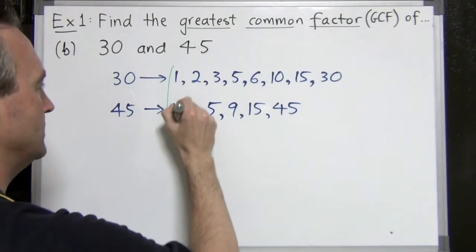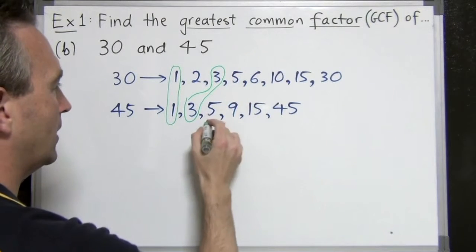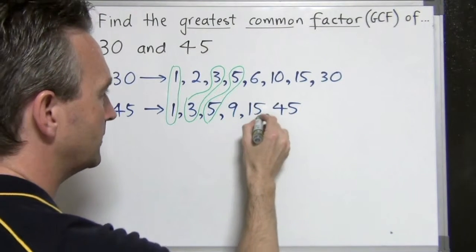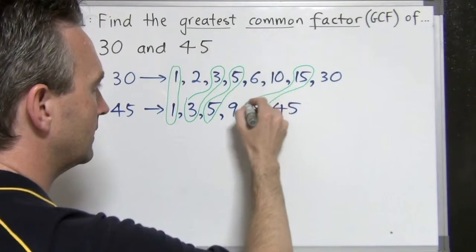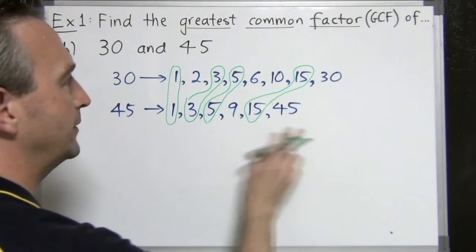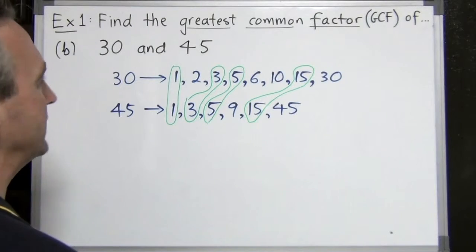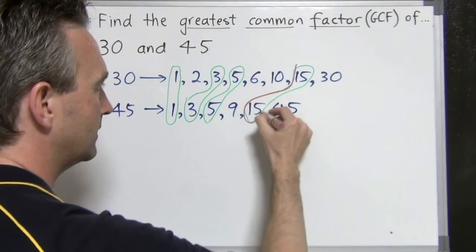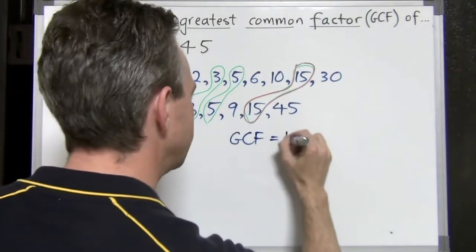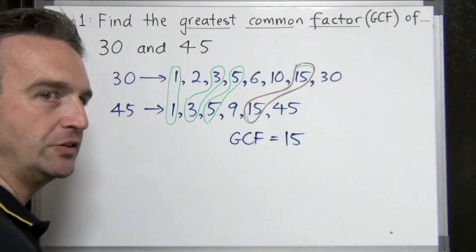So our common factors: 1 is a common factor. 3 is a common factor. 5 is a common factor. 9 is not. 15 is a common factor. And 45? I don't think so. If you look at the one with the least amount of factors, you'll get through it quicker. So we have all these common factors, but what is the greatest common factor? It is going to be 15, obviously. So our GCF of 30 and 45 is 15. 15 can divide into both 30 and 45 and is the biggest number possible that can do that.